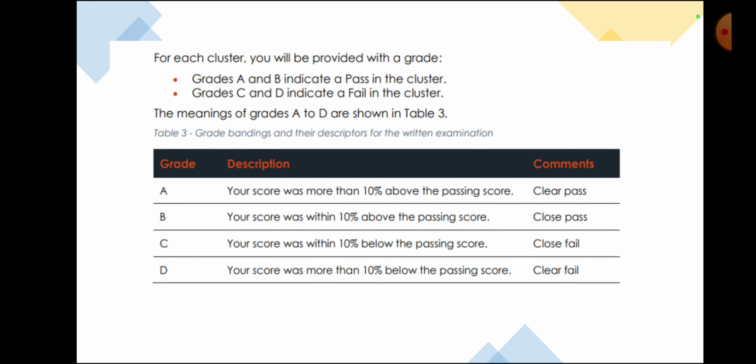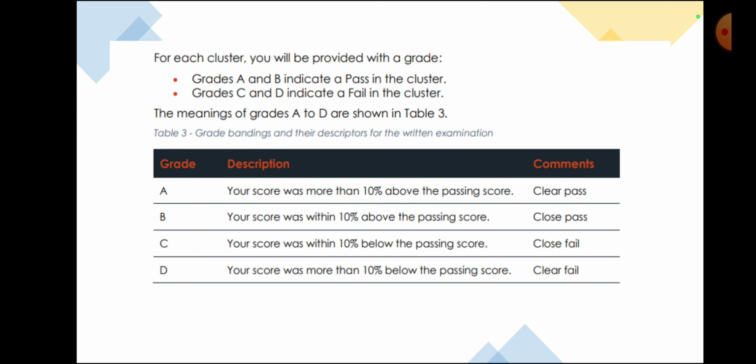And now coming to the grade bandings and the descriptions for the written examination. In all the clusters you should get either A or B. If you get a C or D in any of the clusters, then it's a fail. So grade A and B indicate a pass in the cluster, and grade C and D indicate a fail in the cluster. Grade A is a clear pass. That means your score was more than 10% above the passing score. Grade B is a close pass. That is, your score was within 10% above the passing score.